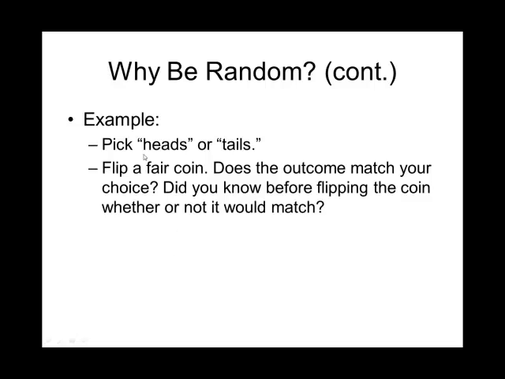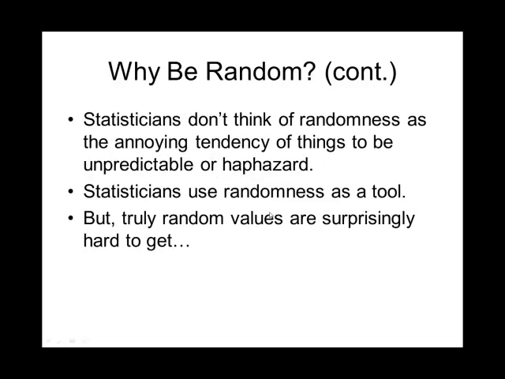Take an example. Let's say we flip a coin and we want heads or tails. Does the outcome match your choice? Did you know before flipping the coin whether or not it would match? Statisticians don't think of randomness as an annoying tendency of things to be unpredictable or haphazard. Statisticians use randomness as a tool.